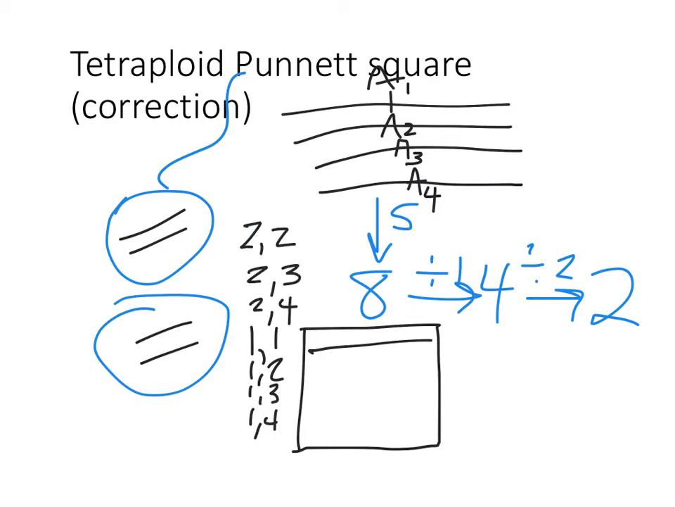Remember, these are the haplotypes of the gametes. You're going to have two copies of every chromosome in a diploid gamete, and they're going to come in all combinations. So what else do we have left? 3 and 4, and 3 and 3, and 4 and 4. So 10 different possible genotypes, haplotypes of sperm or eggs that tetraploid organisms could produce. So that means there's going to be a 10 by 10 Punnett square. And that's the correction to what I said last time. It would definitely not be 4 by 4. It would be a 10 by 10 Punnett square.